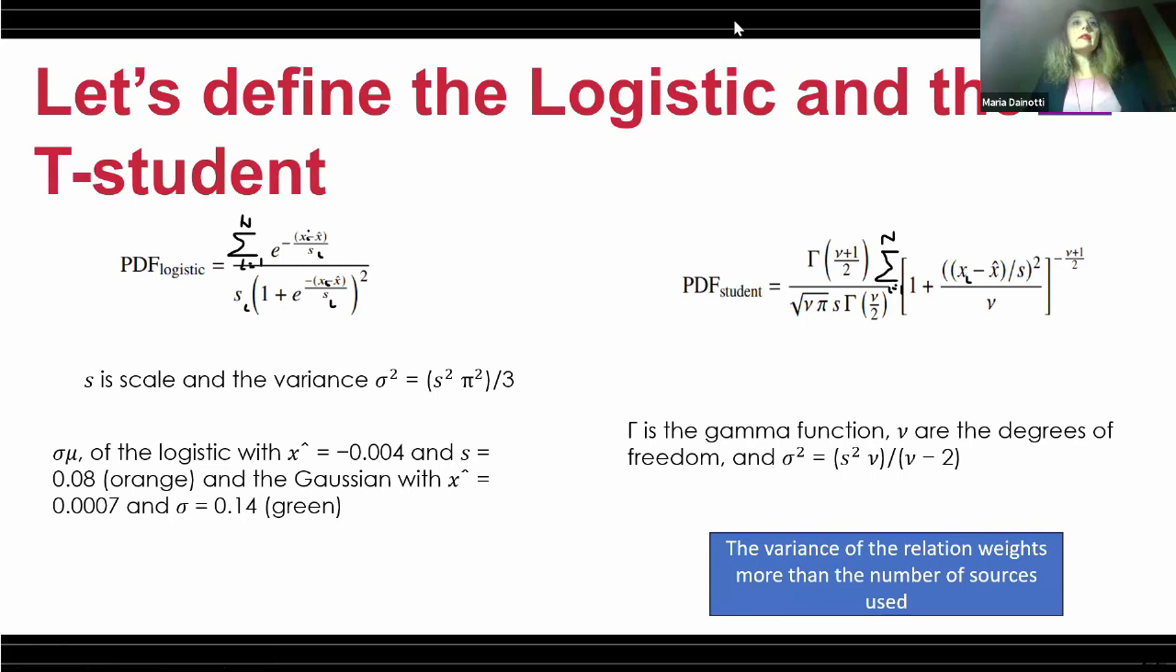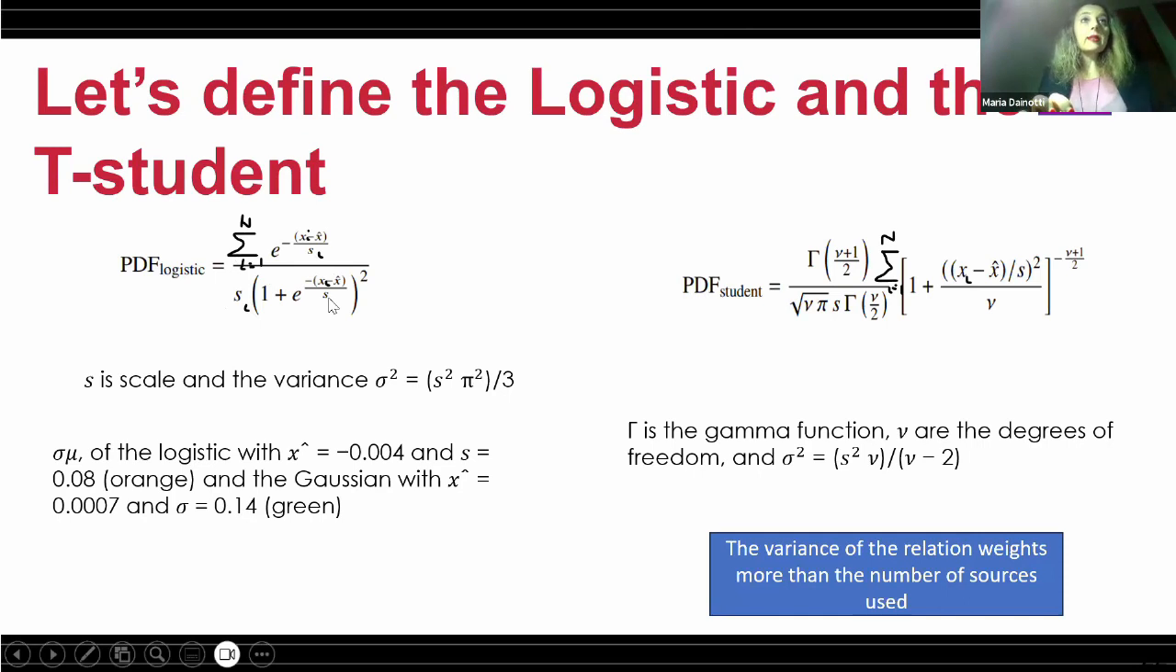So we know that, of course, we would like to have as much data as possible, because the more data you have with a given scatter of your relationship, let's say of your Tripp relation, the more supernovae you have, the more you can constrain the cosmological parameters with a better measurement, I mean, smaller uncertainty. But the point is that not only the number of data are important, but also the scatter of the relation. Here in the logistic, we have the scale factor, which is related to the variance in this way.